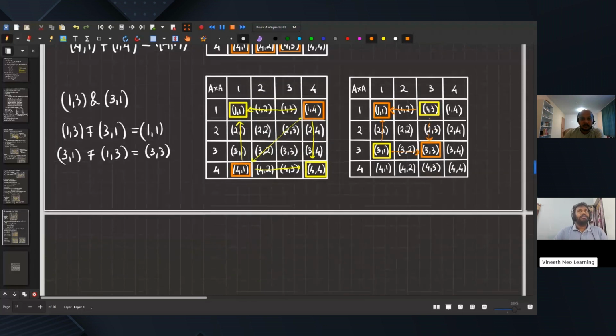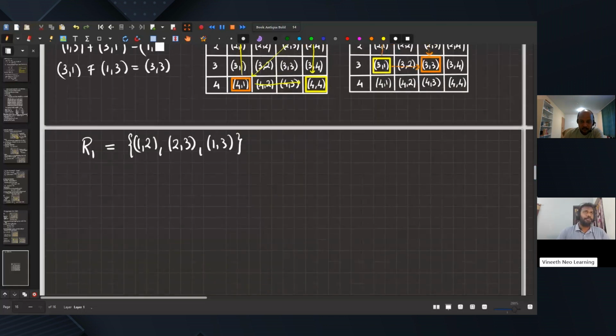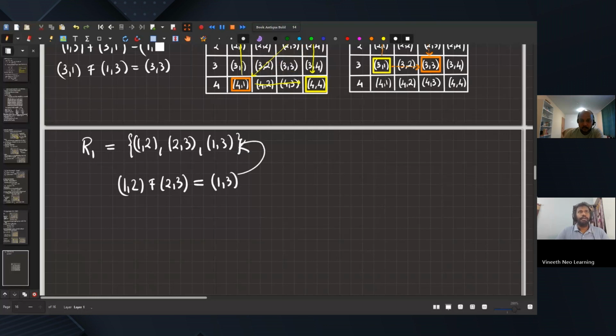Okay, now let's move on to defining relations. We have considered a relation R1 equals {(1,2), (2,3), (1,3)}, and you have said that only one transitive product is possible, that is (1,2) times (2,3), and the product is (1,3), which is present here.